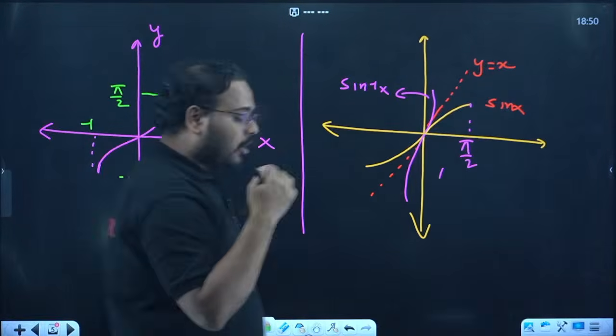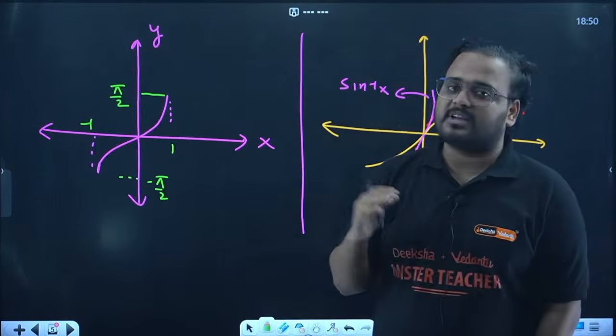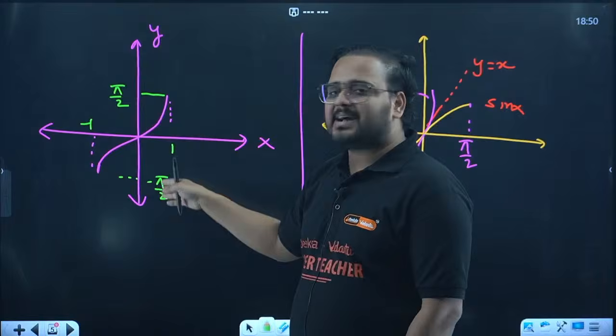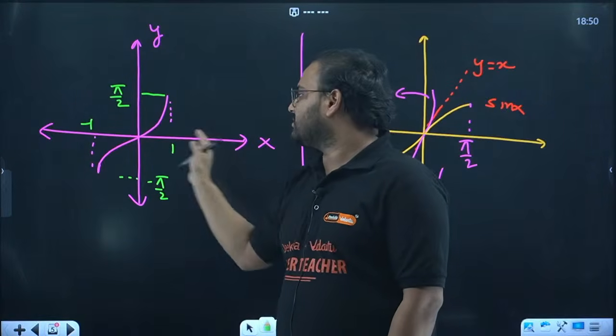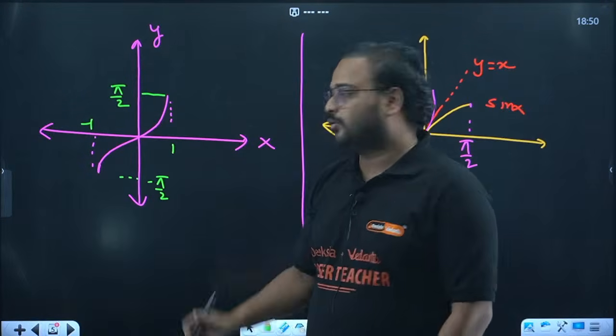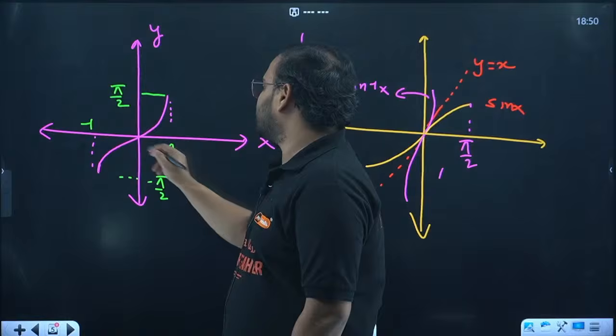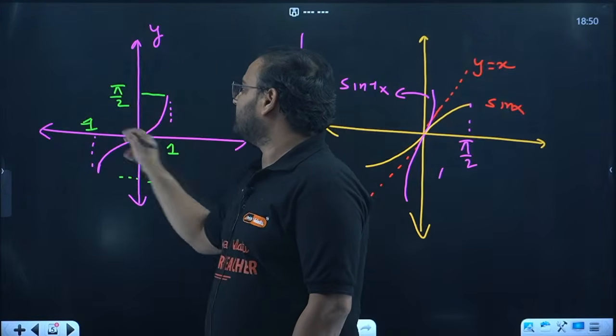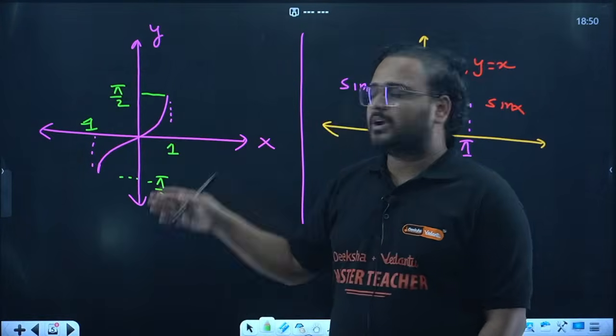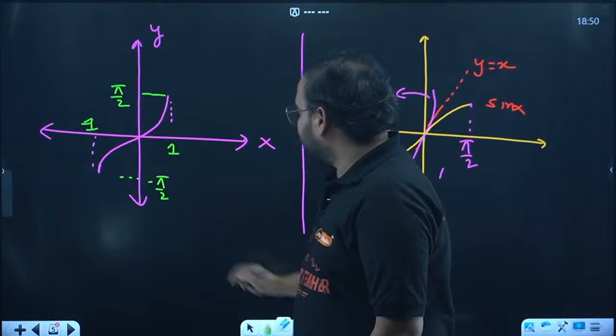So the output of any inverse trigonometric function is always an angle. So when we go about the y axis, you'll have the angle over here. Across x you'll have your domain, which is going to be the values. So minus 1 to 1 is your domain.